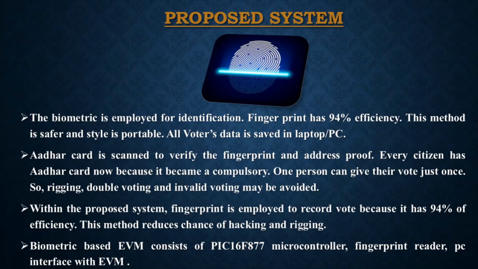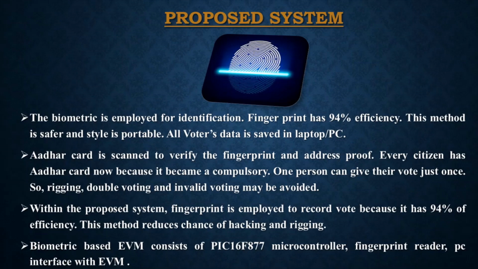With the help of Aadhar card and fingerprint, we can combine them into an authenticity, by which only one vote can be casted from each person. So rigging, double voting and individual voting may be avoided. Within the proposed system, fingerprint is employed to record vote because it has 94% of efficiency as discussed above. So it also reduces the chances of hacking and rigging.